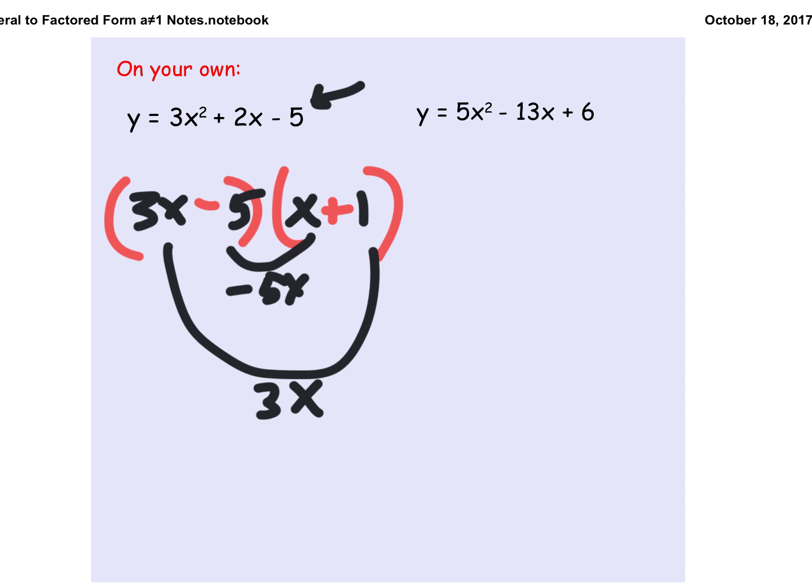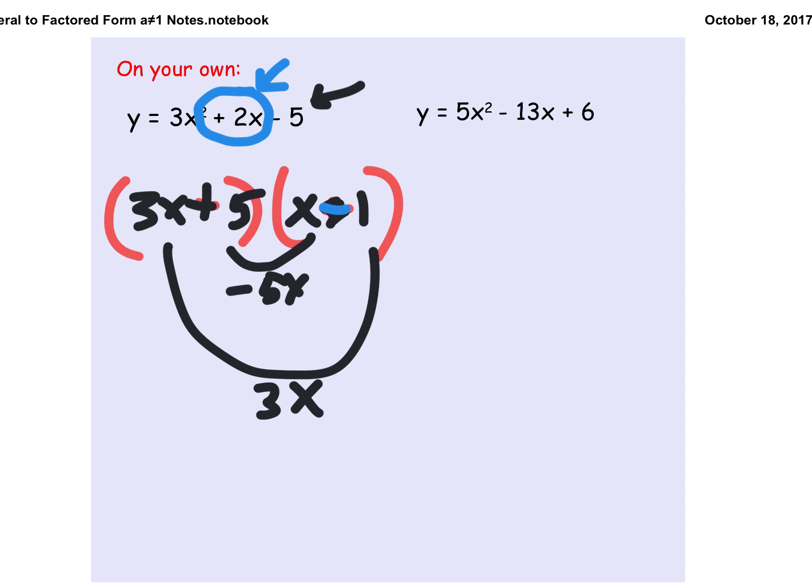I'm getting negative 2x, but I wanted positive 2x. That's the kind where the sign switches, not the numbers. So this minus becomes a plus, and this plus becomes a minus. Did you catch that? That's the only time you switch the signs, is if you got the opposite middle that you wanted.